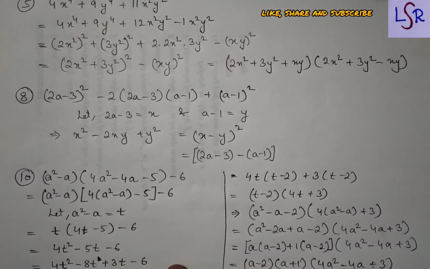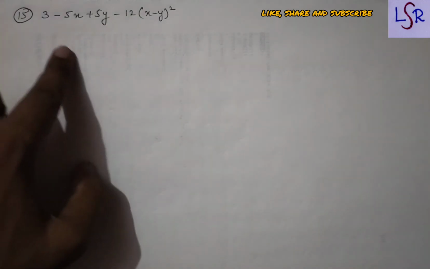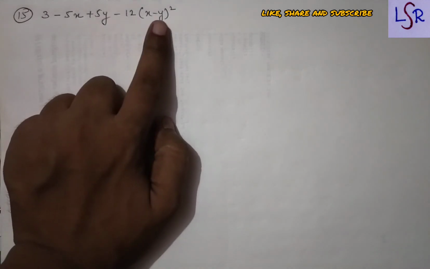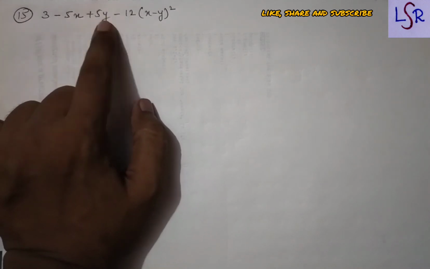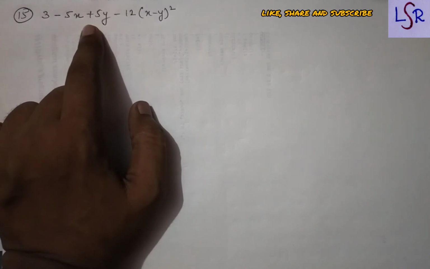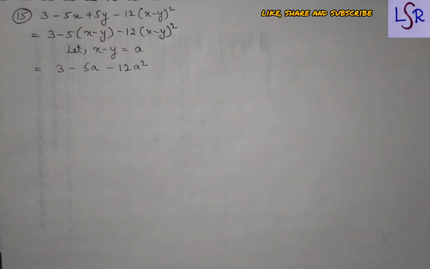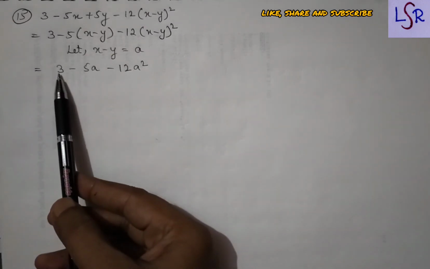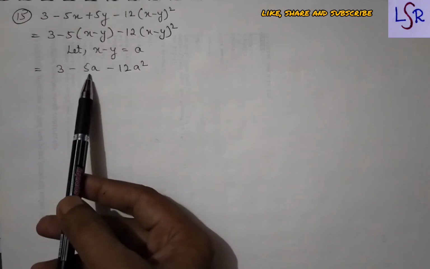Now let's see question number 15. We have this expression and we see that we have x minus y common to the whole square, and if we take minus 5 common from these two, we will again get x minus y as the factor from here. After getting this, we can assume x minus y as another variable like a, and after replacing x minus y by a, we have got this expression. Now this is in the form of an expression which can be factorized by splitting the middle term.